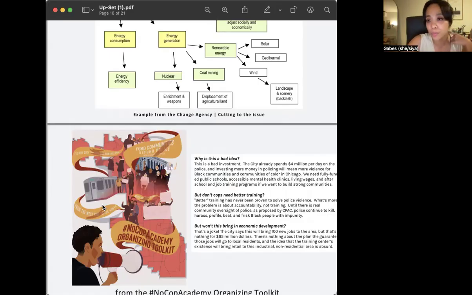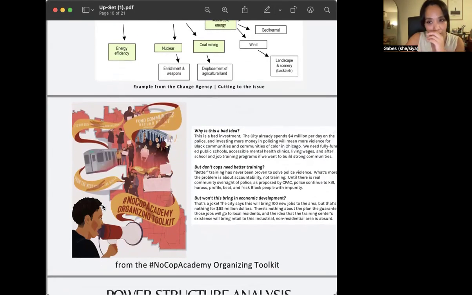So with a strong root cause analysis, you're also able to know how to articulate the problem when you start inviting people to join your campaign or your organization. You will be more equipped to translate your data into the invitation. So this is kind of like an example from No Cop Academy.